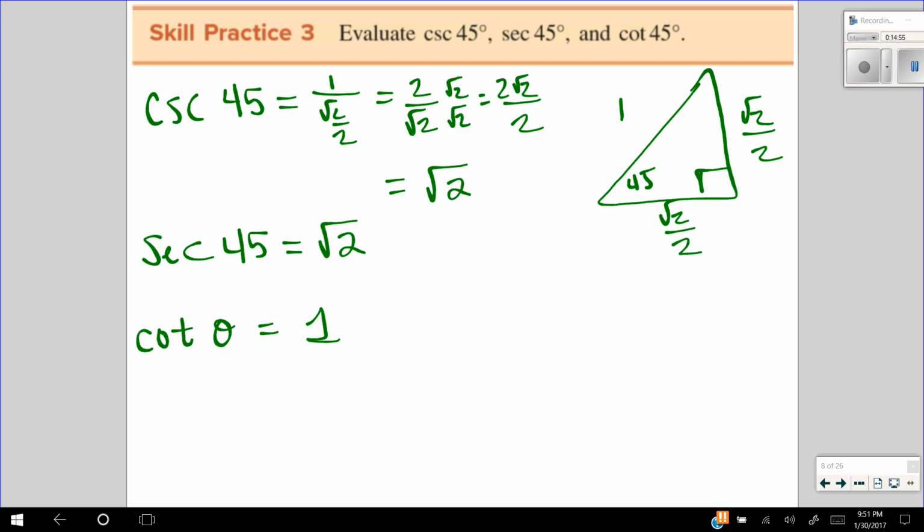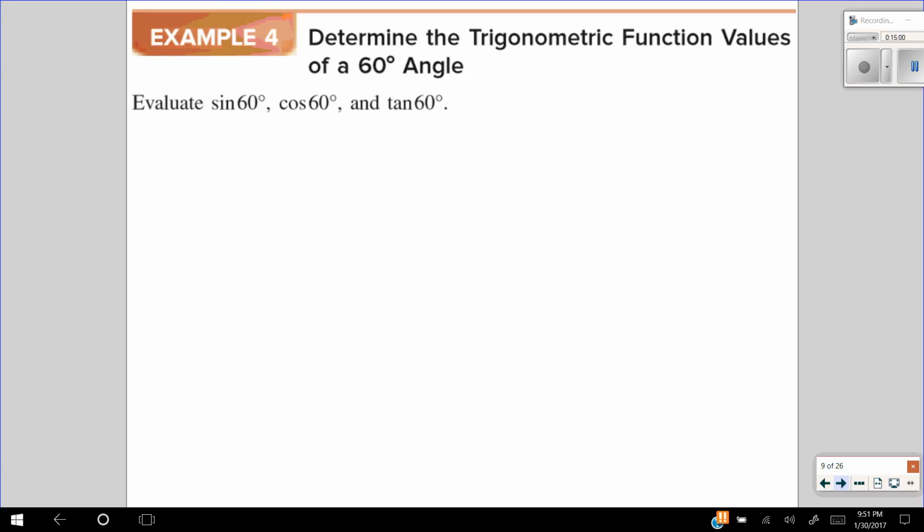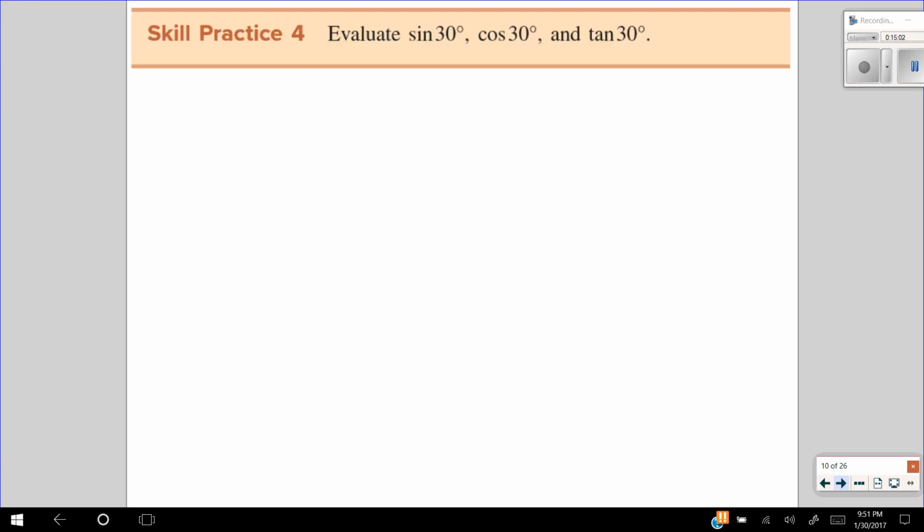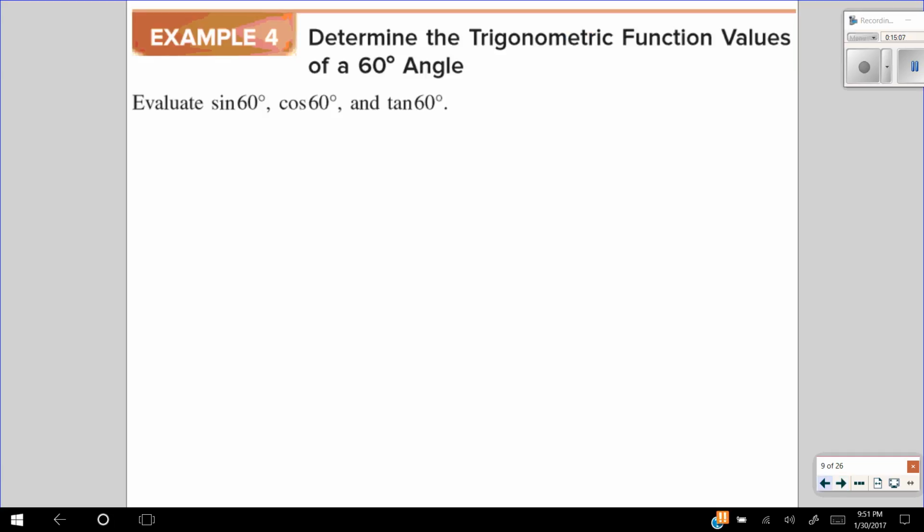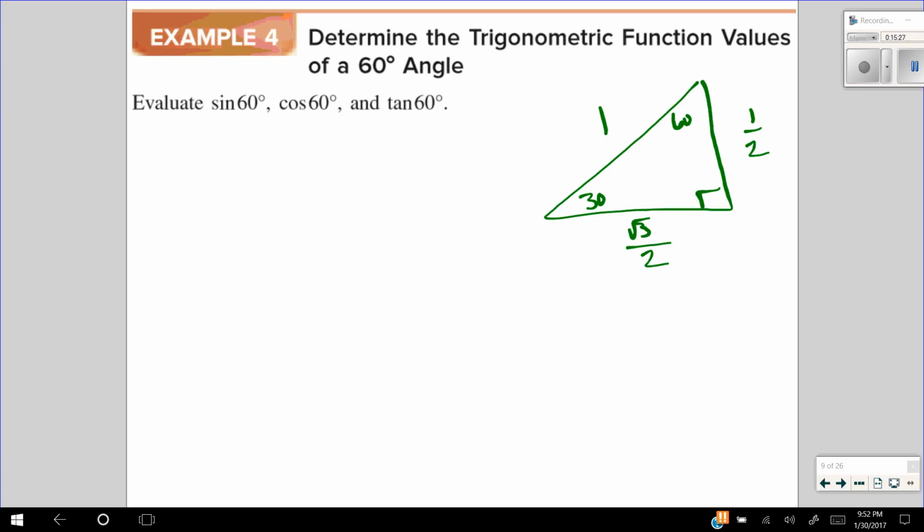Okay? And then example 4 is just your 60-degree angles, and example 5 is just your 30-degree angles. I'm sorry, your skill practice 4. So I'm just going to draw our 30, 60, 90. Hypotenuse is 1, across from 30 is half, across from 60 then is root 3 over 2. Okay, so we're looking at the 60 here.